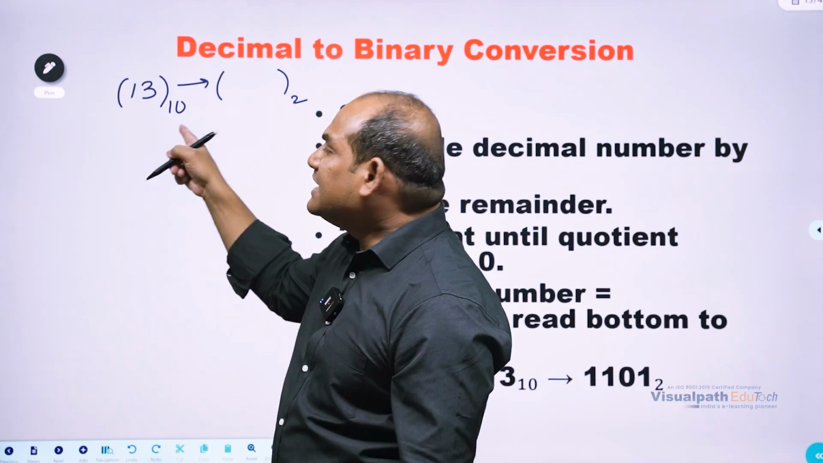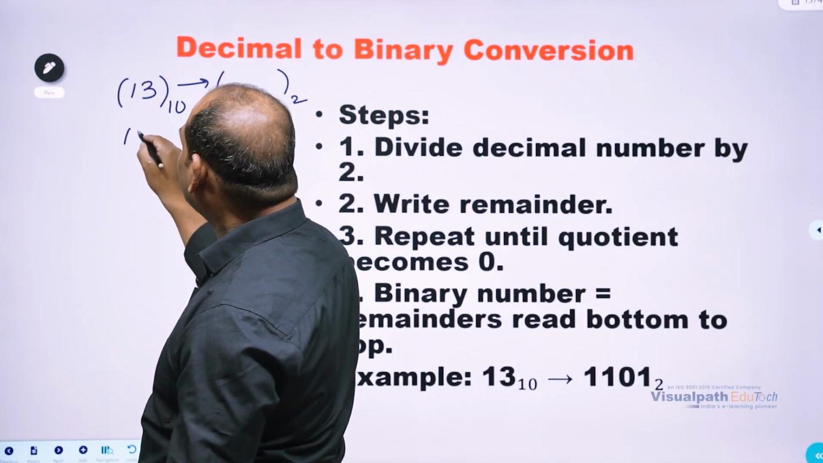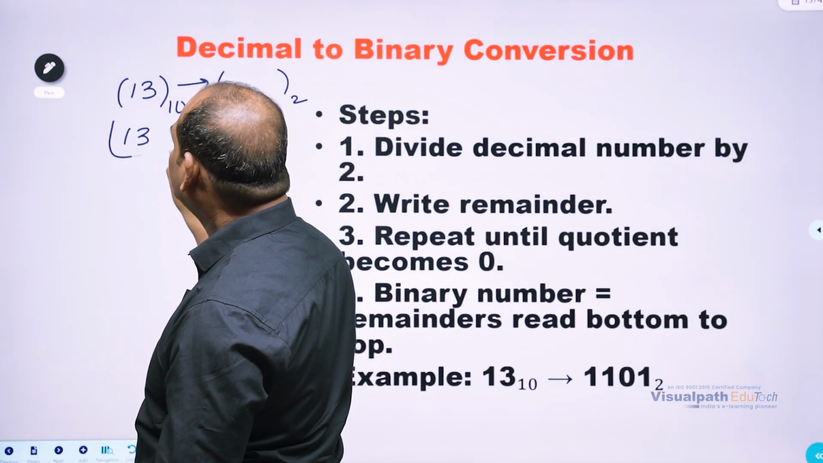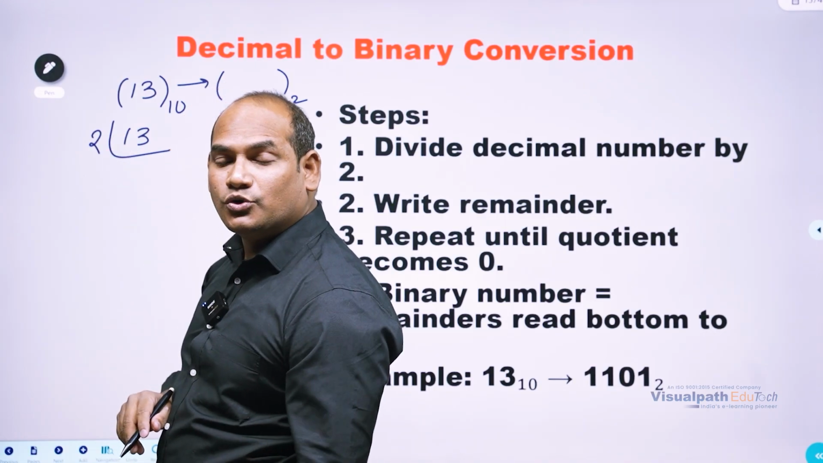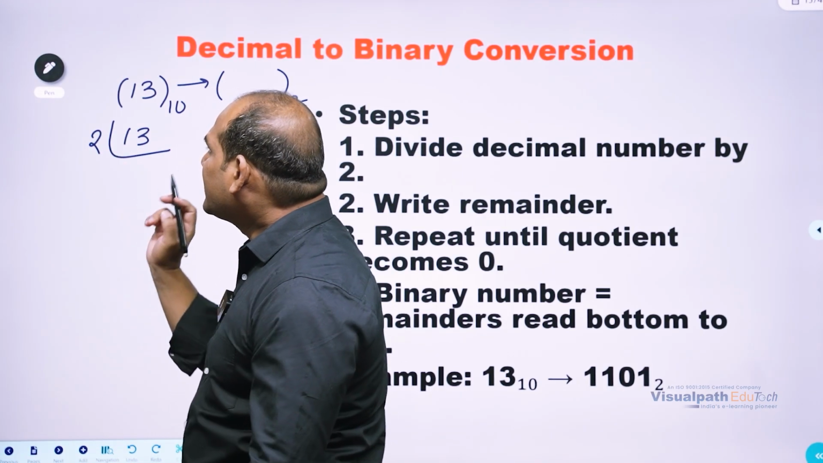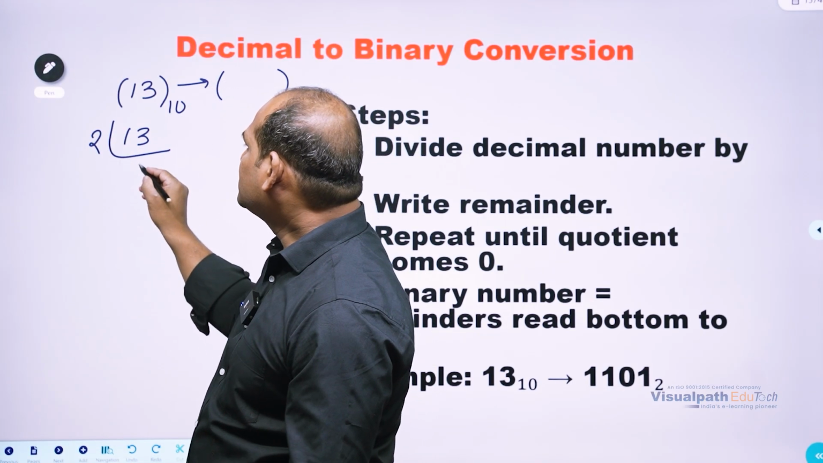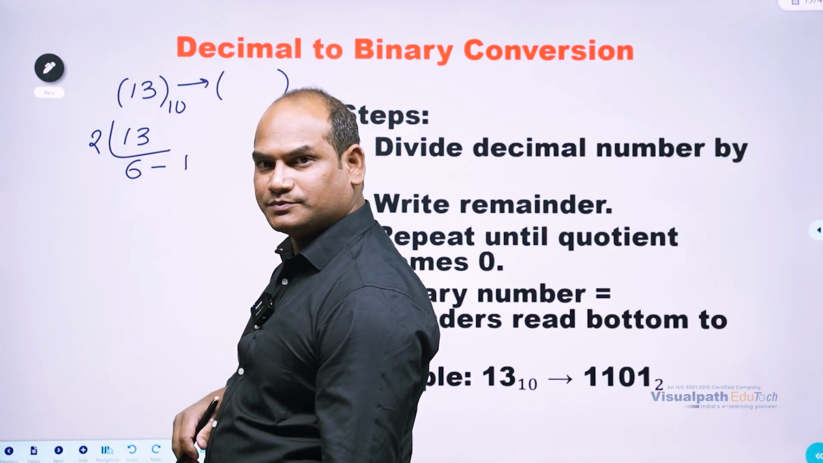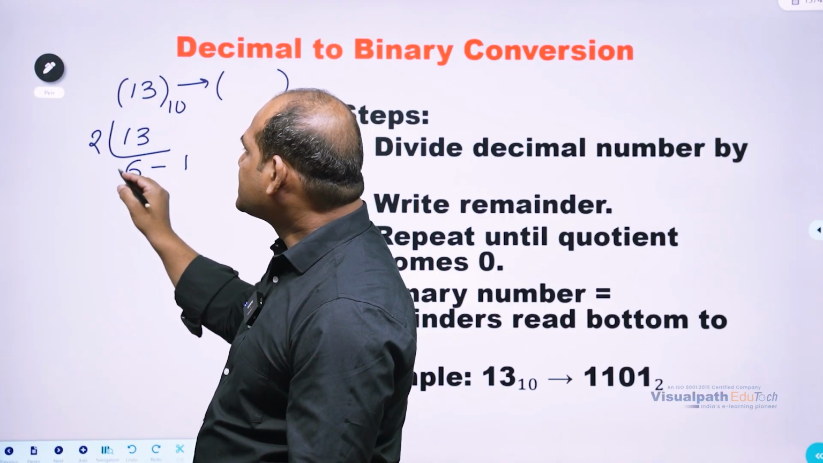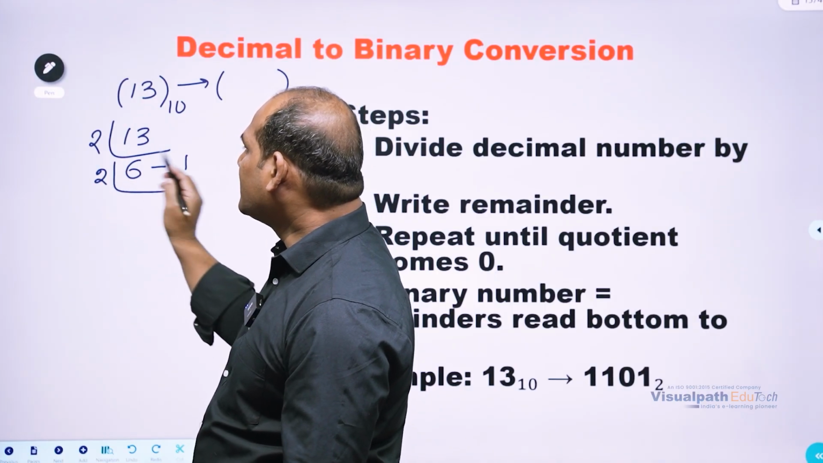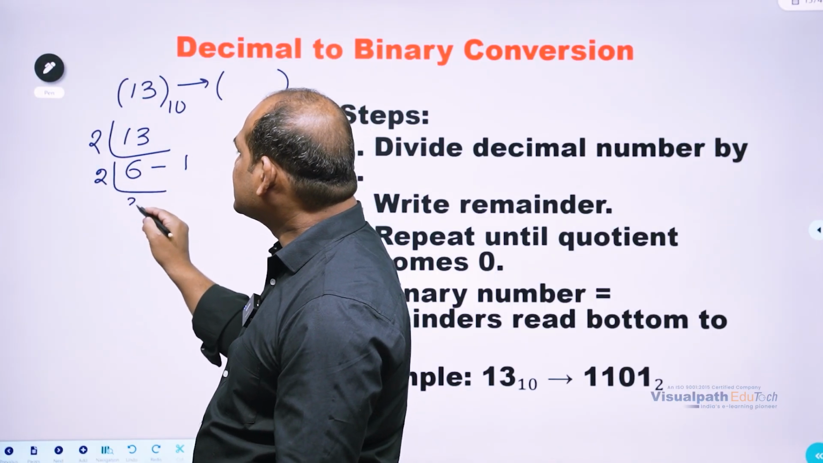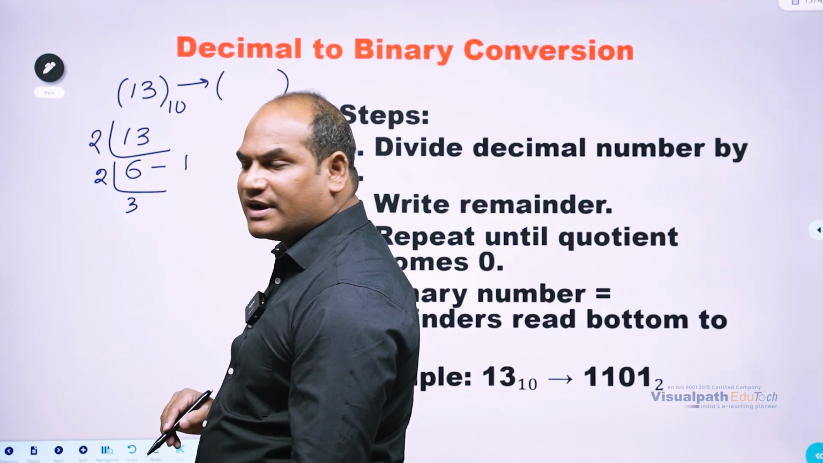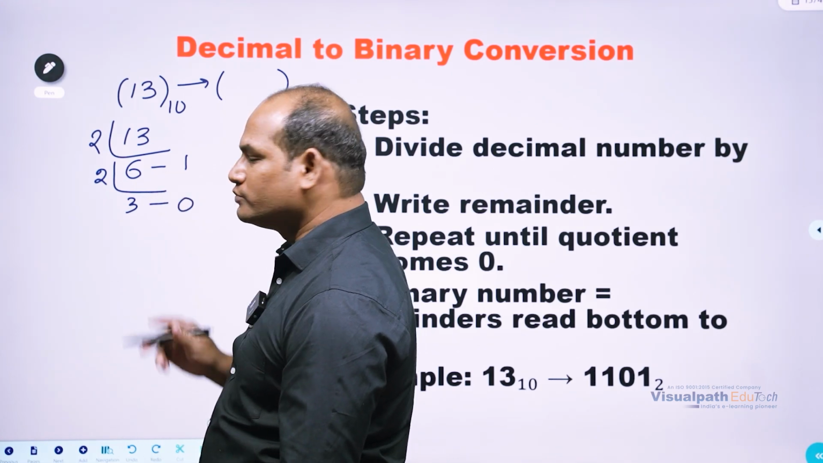So, 13 is in the decimal number system. You take 13 like this and divide it by 2, because we need to convert it into the binary number system. When you divide like this, 2 sixes are 12. So, what is the remainder? 1. That remainder you write here. Then, what about this one? 2 threes are 6, again divide by 2. Completely it has been divided, so its remainder will be 0.